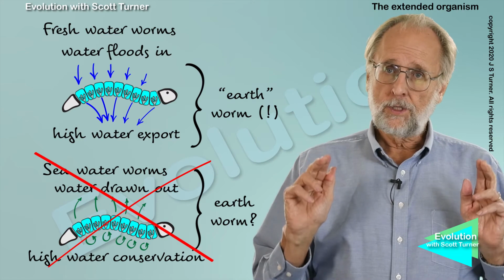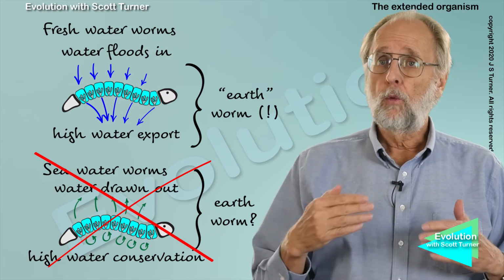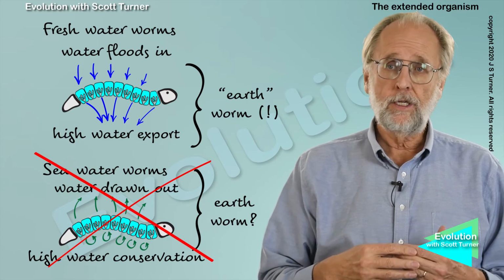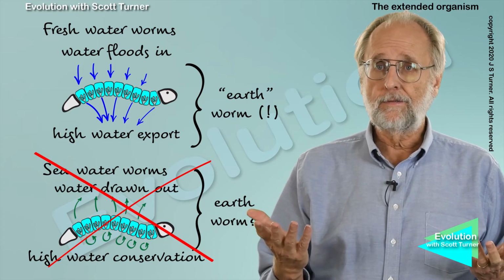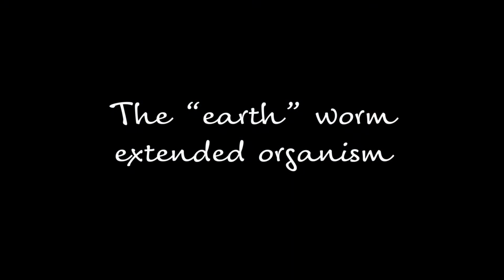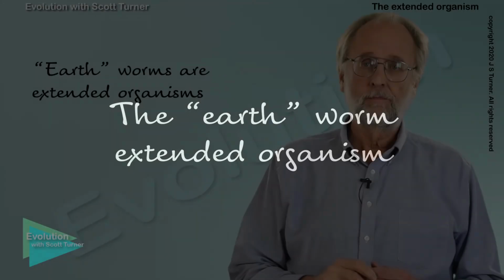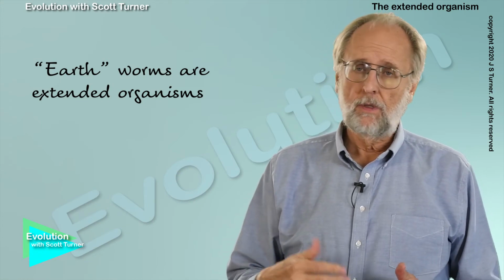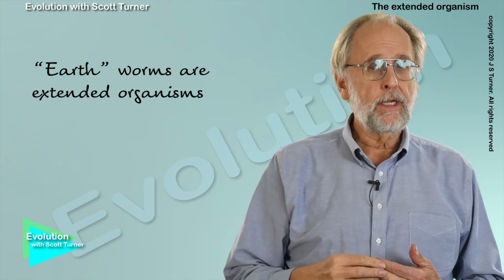Furthermore, earthworms have made the move into soil without their kidneys evolving to adapt to their new drying conditions. How do they do that? Earthworms do this by acting as an extended organism. Let's build this up piece by piece.